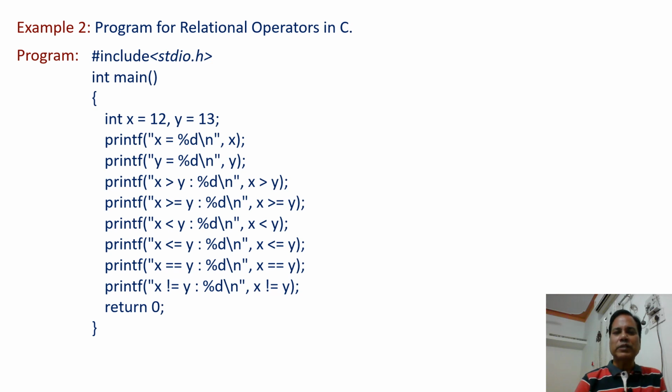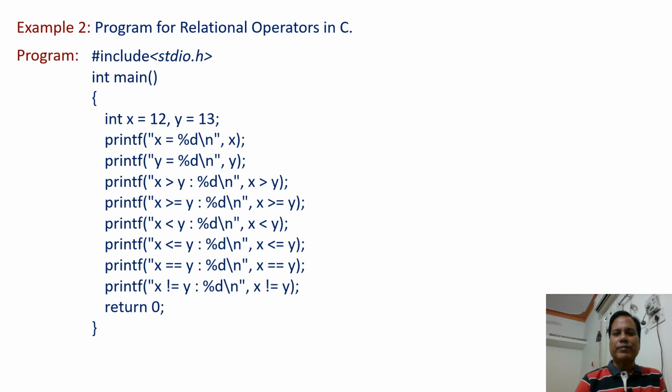In quotation marks, x is equal to %d. So whenever a format string comes, the compiler searches for the variable. So what is the value of the variable x? Here it is 12. 12 gets printed at this point. Now the next printf statement prints the value of y at this point. So y equal to 13 gets printed.